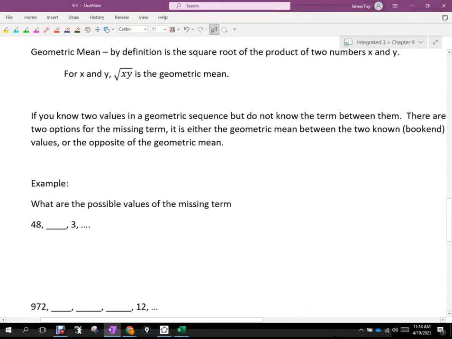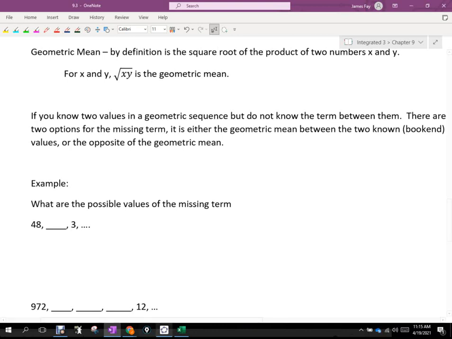All right, so you remember when we talked about arithmetic means, if I gave you two terms that you did not know the term in between them, then in an arithmetic sequence, that middle term is the average of the two terms that kind of bookend that unknown value, okay? With a ratio, with a geometric sequence, the same thing can be done, but we use what we call a geometric mean instead of arithmetic mean. Whenever you see the word geometric, they're referring to like the multiplication concept, okay?